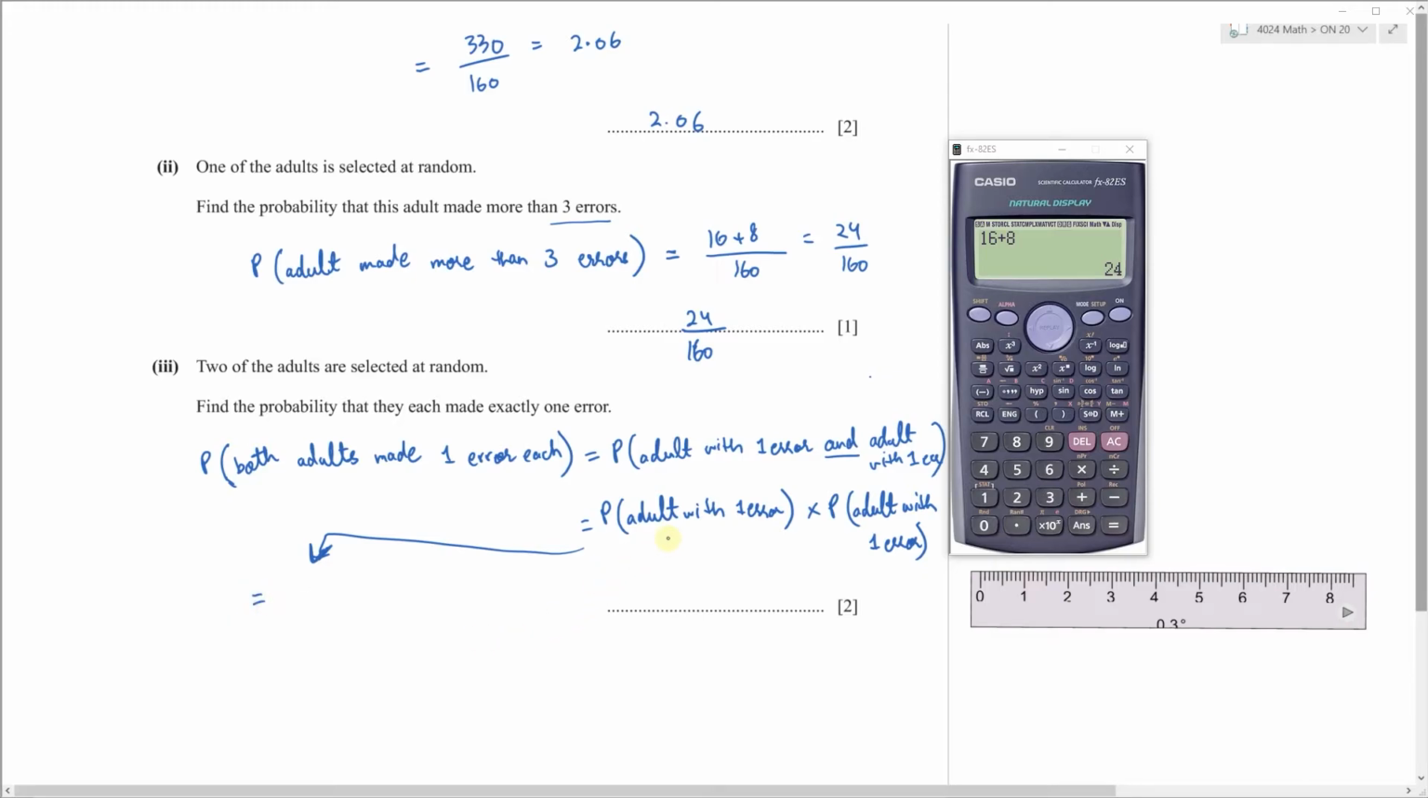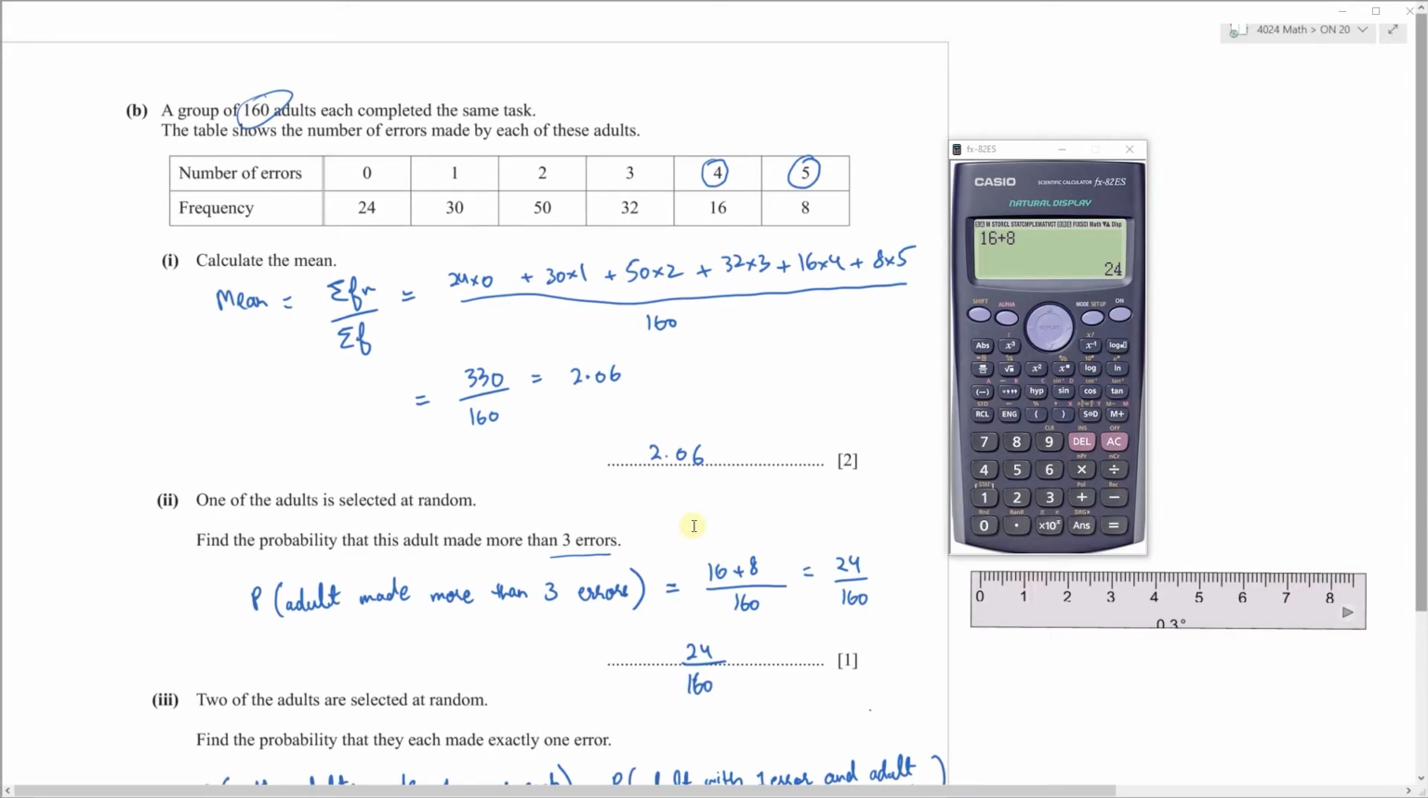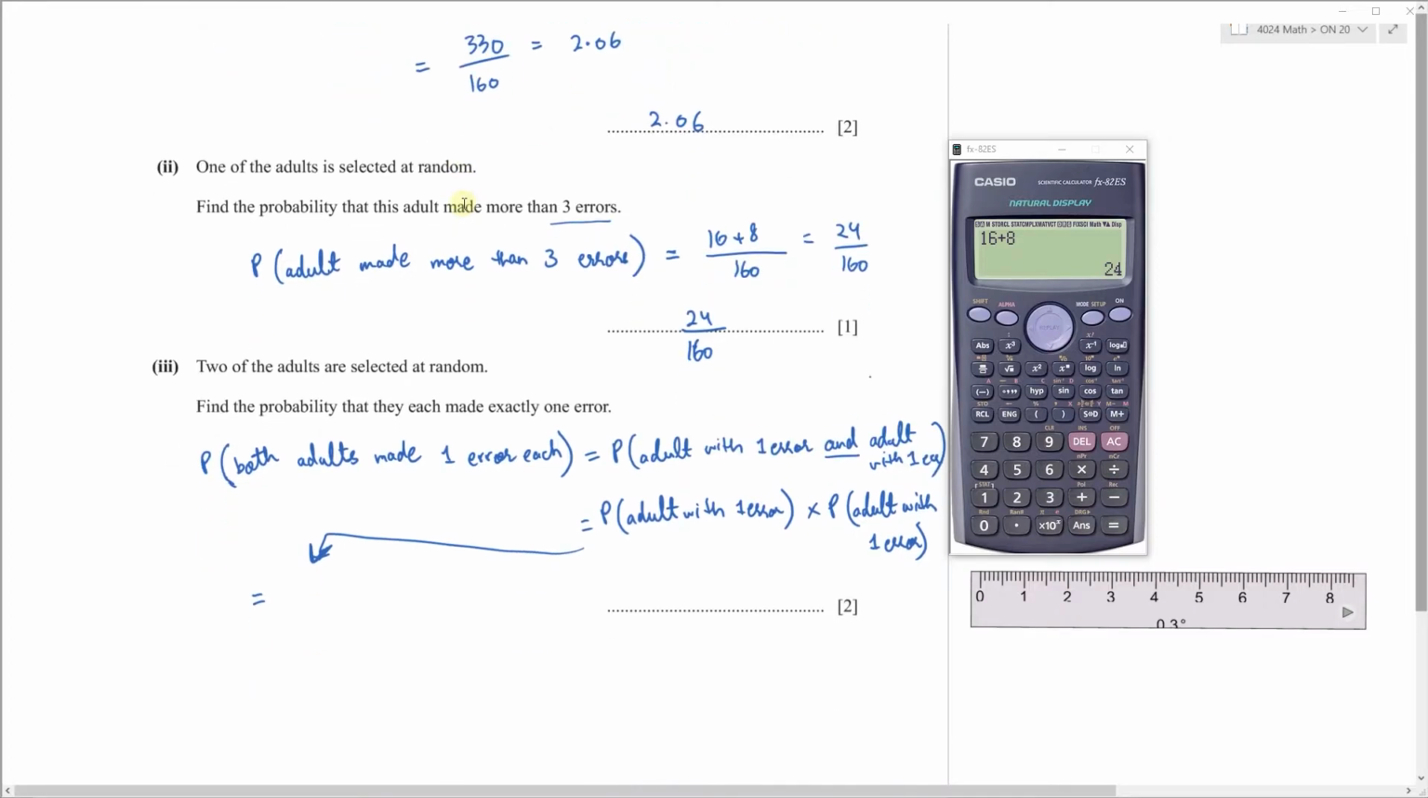So when you're choosing the first person, first adult, what is the probability that you choose someone who made one error? So out of 160, how many made one error? 30. So that means when you're picking the first person, the probability will be 30 over 160 because 30 adults made one error and the total number of adults from which you are choosing is 160.